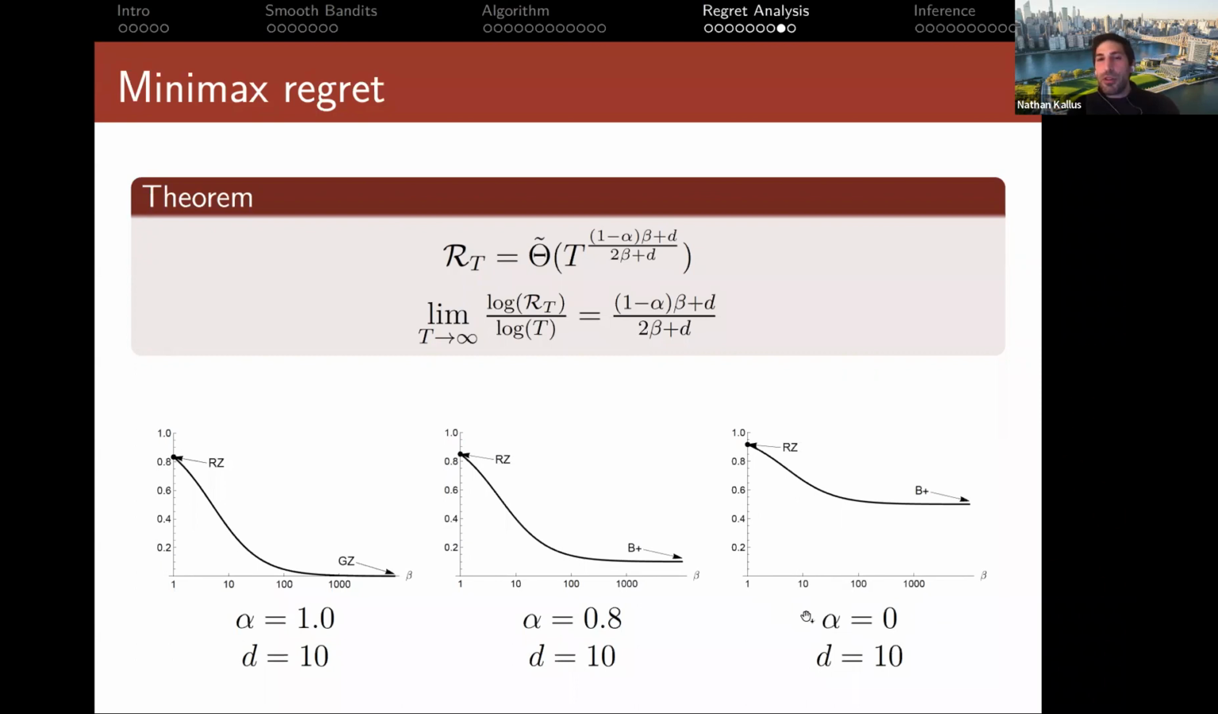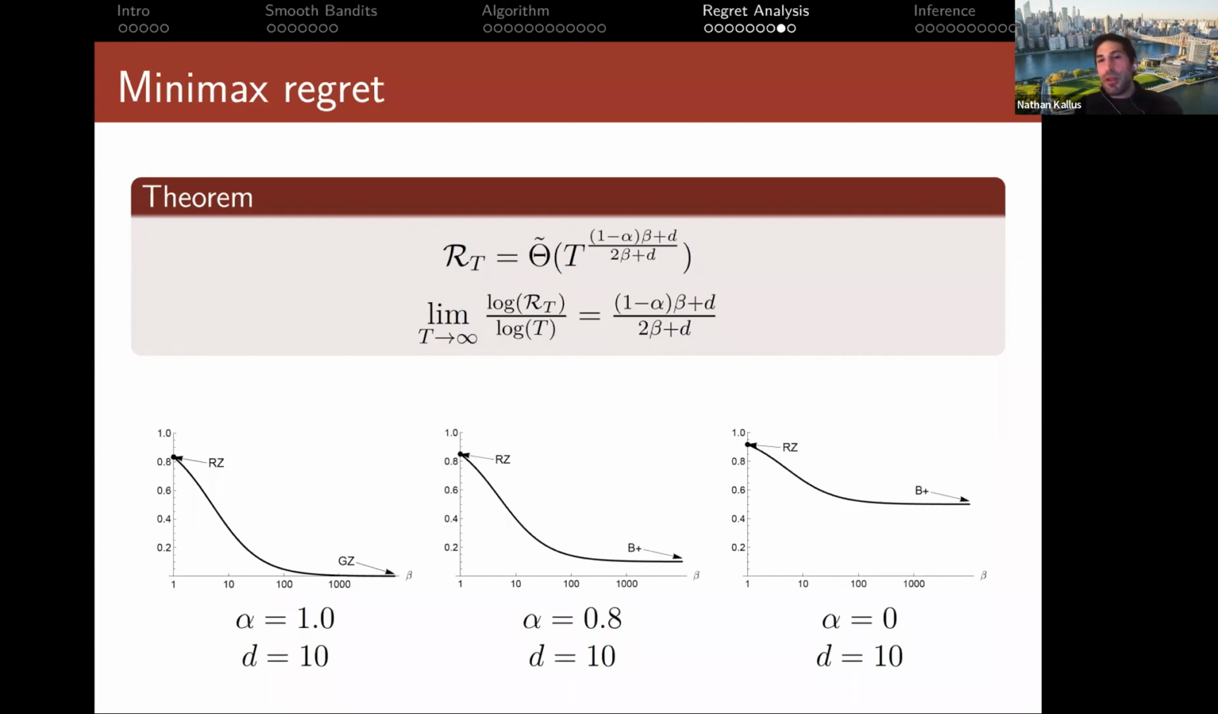When alpha is equal to 0, that is, we're assuming no margin at all, we're not imposing any margin, again we get some other curve. We just plot out this function. And now when beta goes to infinity, we get this familiar 1/2. So why is 1/2 familiar? 1/2 corresponds to square root T.